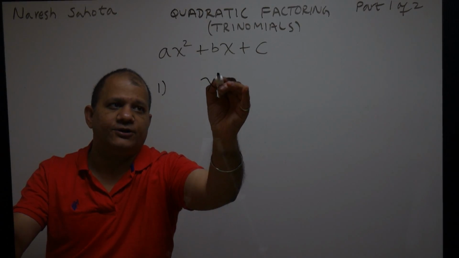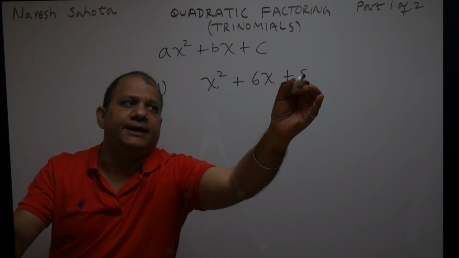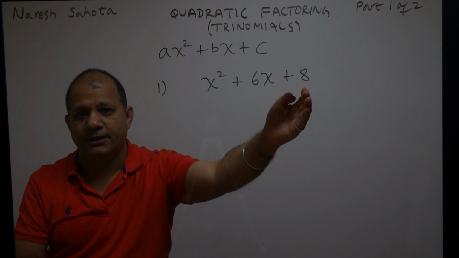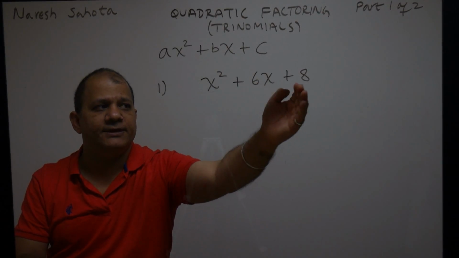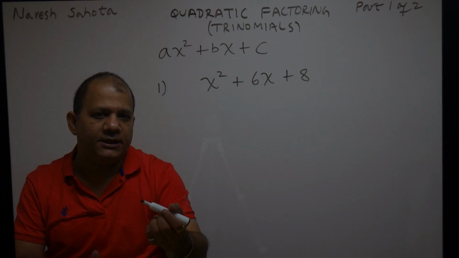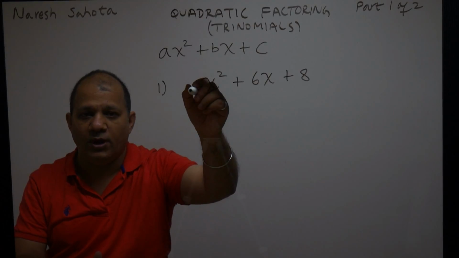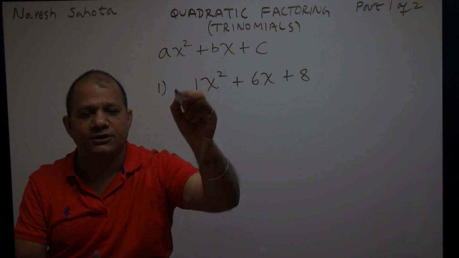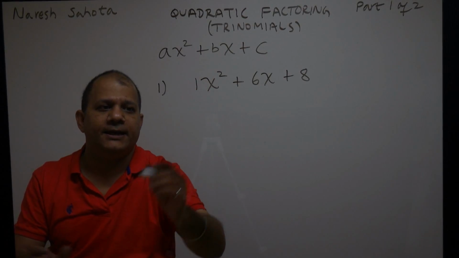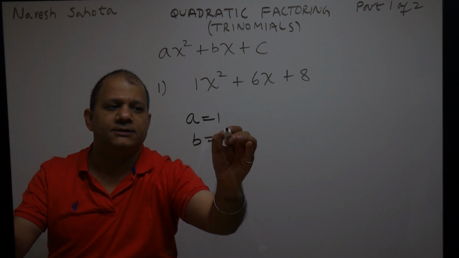The question would say factor x squared plus 6x plus 8. The first thing you want to recognize is that this is quadratic factoring, that it is a trinomial. It fits this format: ax squared plus bx plus c. So let's look at the coefficients. For a, there's nothing here, so by definition 1 is always a factor, so the coefficient is actually 1. 1 times x squared is x squared. So in this case, a equals 1, and b equals 6.